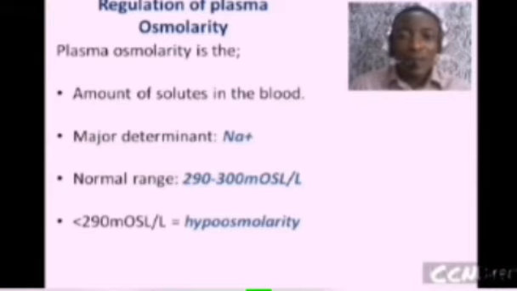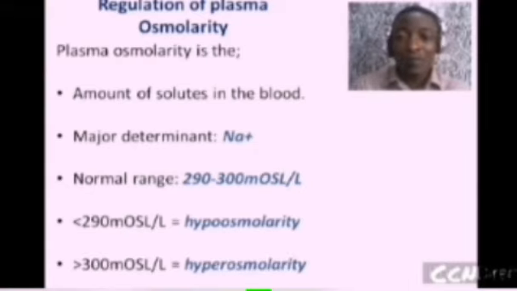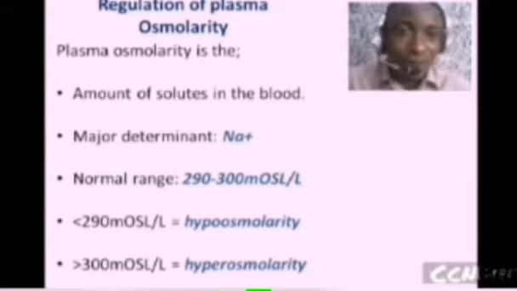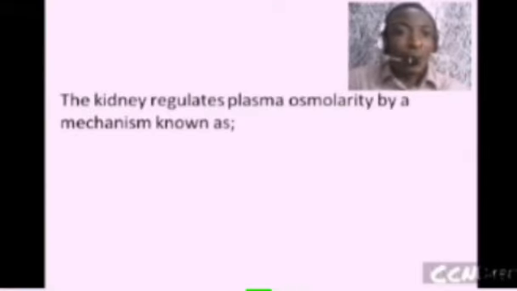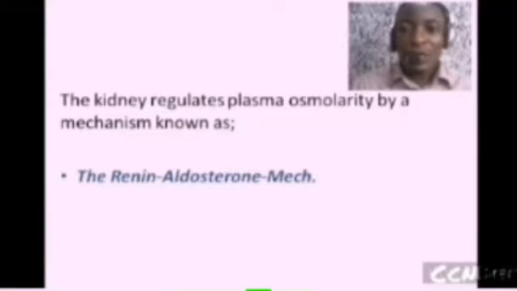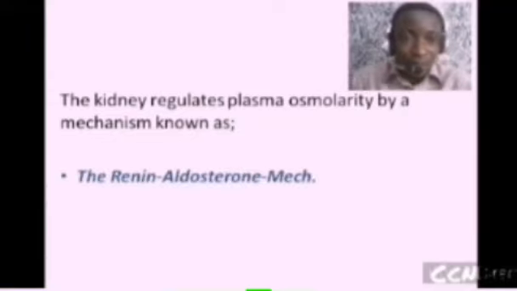When plasma osmolarity falls below 290 milliosmoles per liter, what happens? The body is in a state of hypoosmolarity. It means that you will have less solutes in excess of water. In the same way, when plasma osmolarity becomes greater than 300 milliosmol per liter, it leads to a condition known as hyperosmolarity. It means there is excess of sodium ions in the blood, which would need to be, of course, excreted. Now, the human kidneys regulate plasma osmolarity by a mechanism known as the renin-aldosterone system.